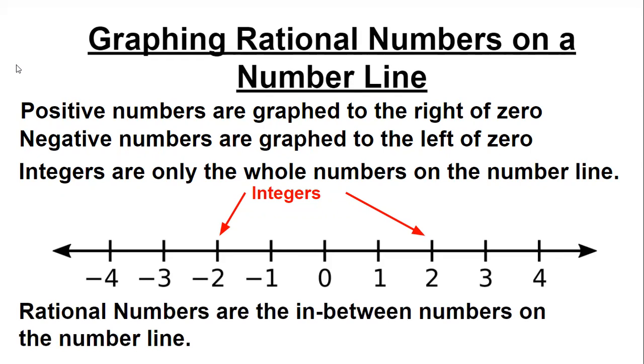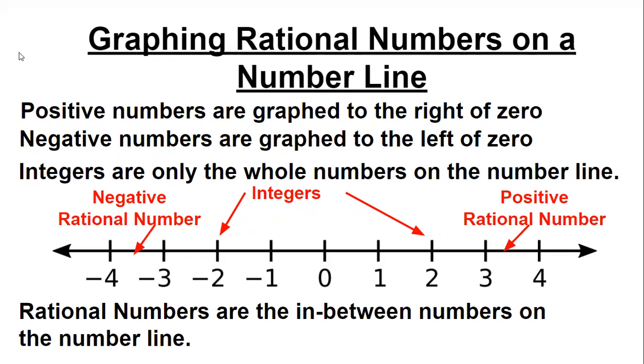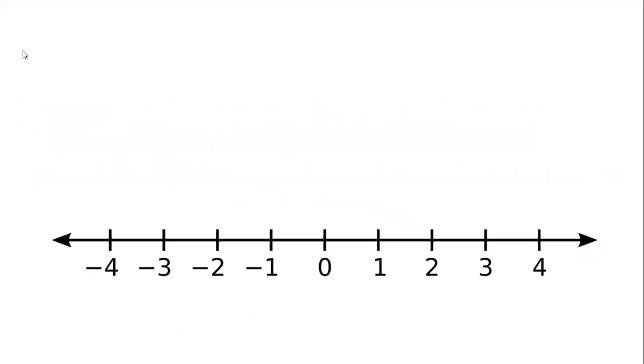However, rational numbers are the in-between numbers on the number line. So now we're going to be talking about the in-between numbers. And there's lots and lots of in-between numbers. You have negative rational numbers and you have positive rational numbers. They are the in-between numbers.